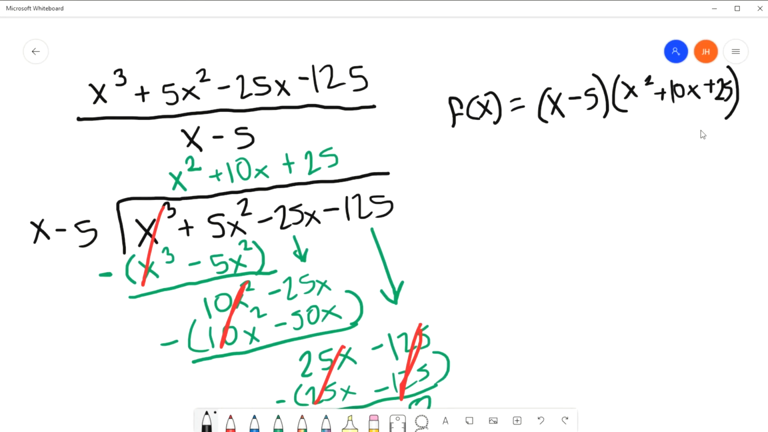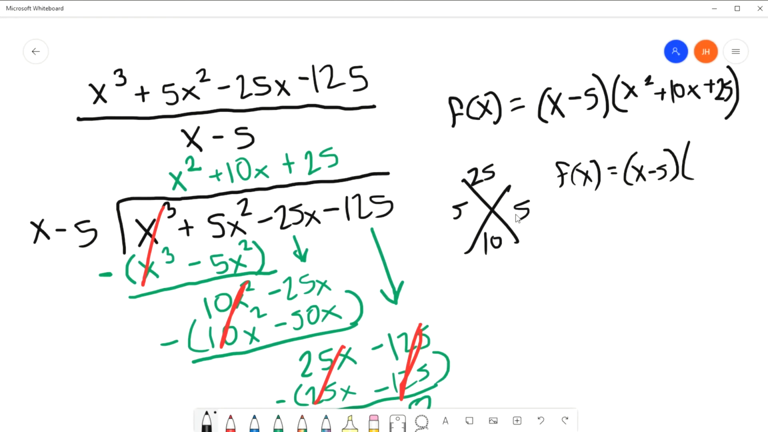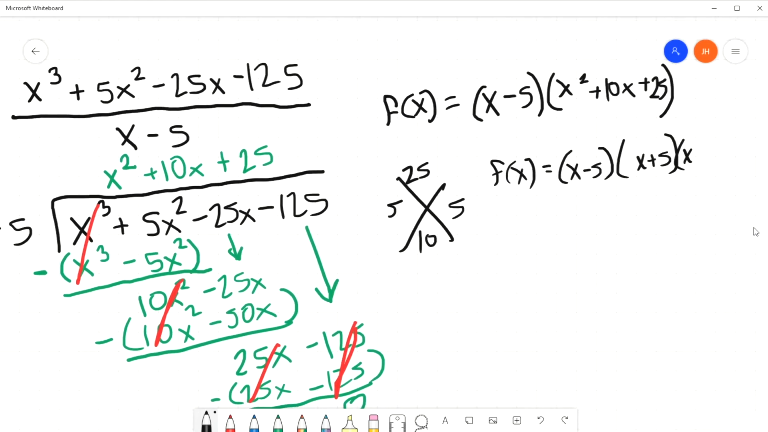So as soon as you can get it to this form, we can factor it using our standard means. Maybe the diamond, 25 on top, 10 on bottom. What multiplies to 25 and adds to 10? 5 and 5. So in the end, f of x is equal to x minus 5 times x plus 5 times x plus 5.